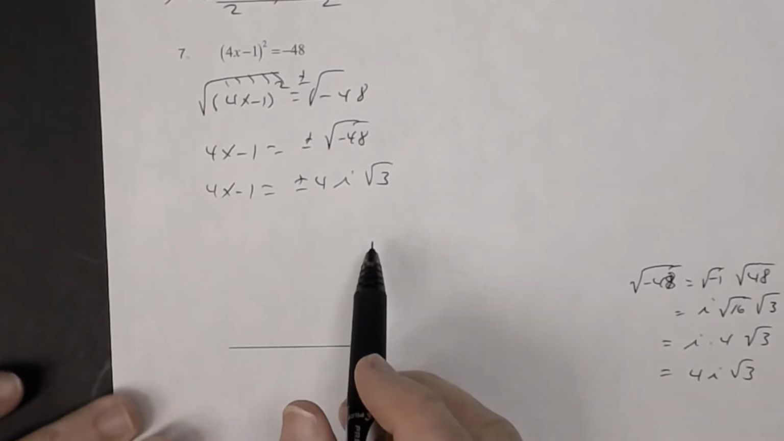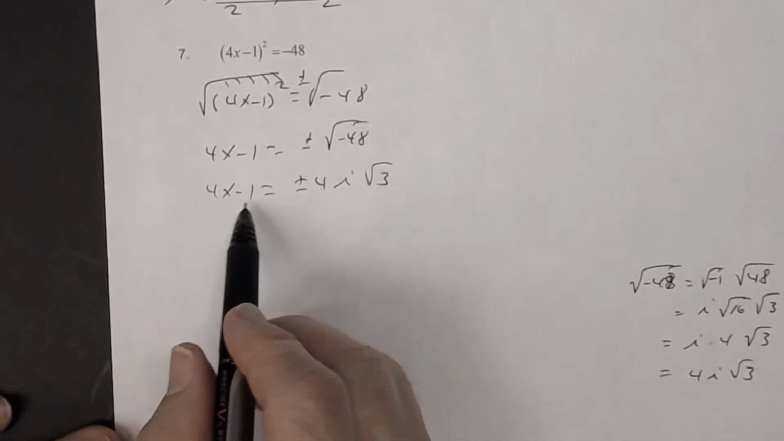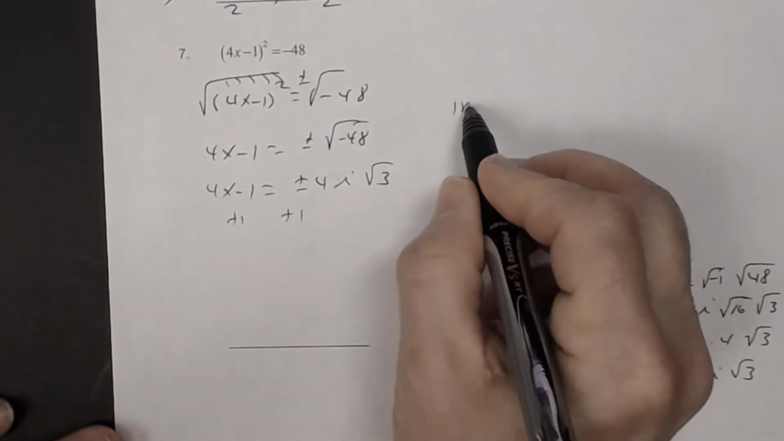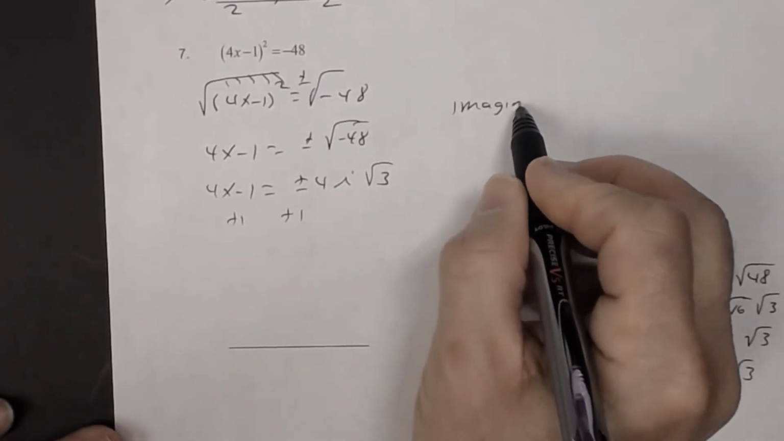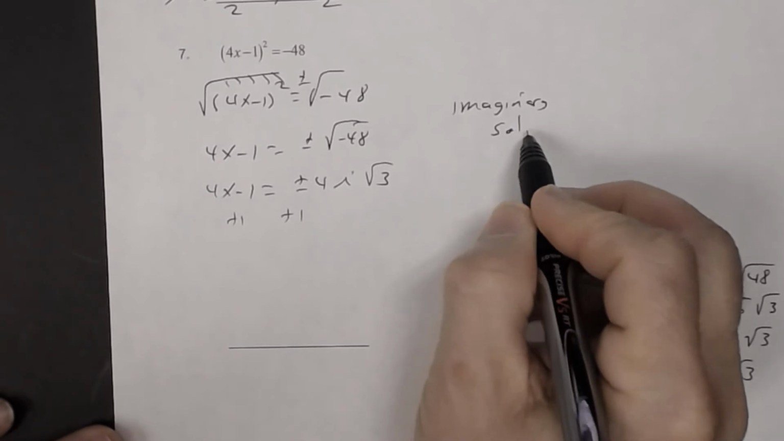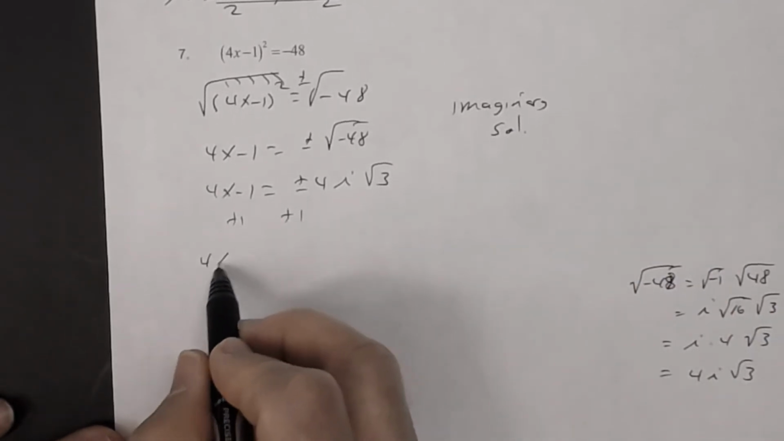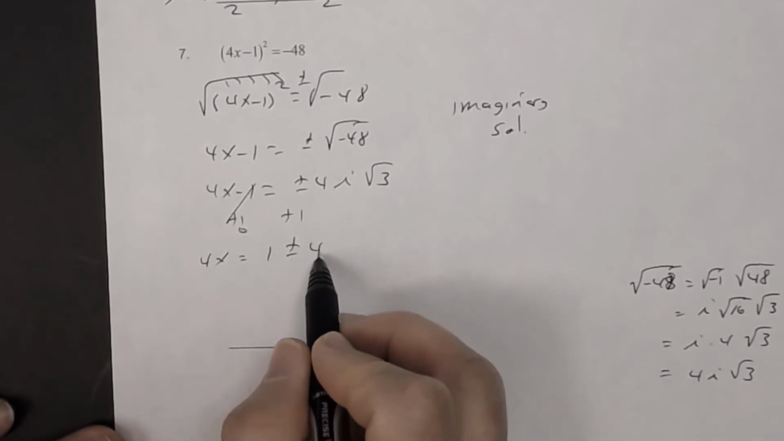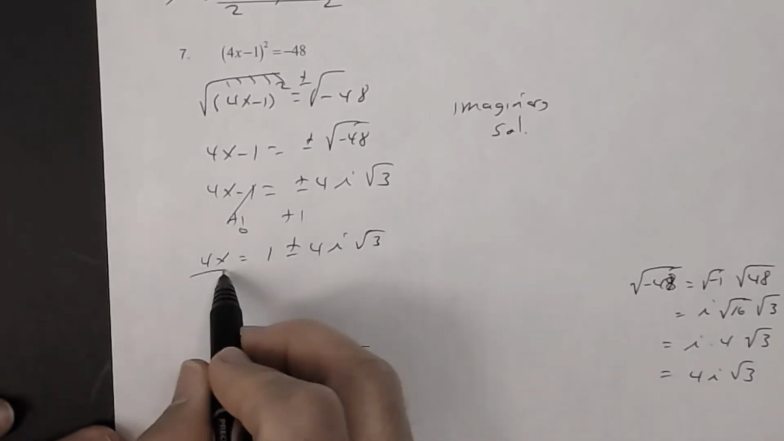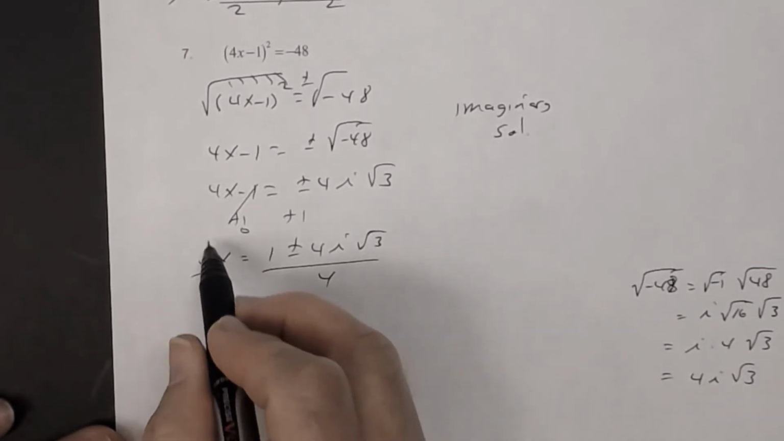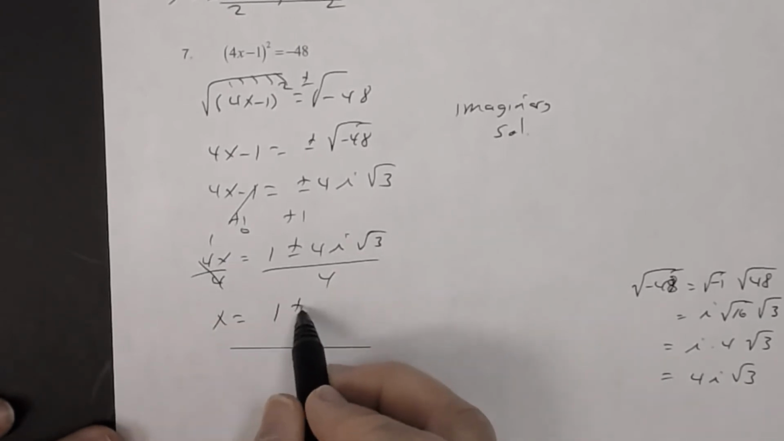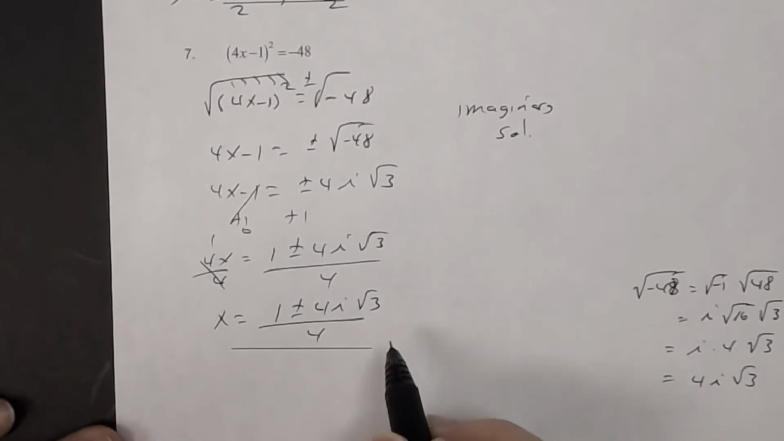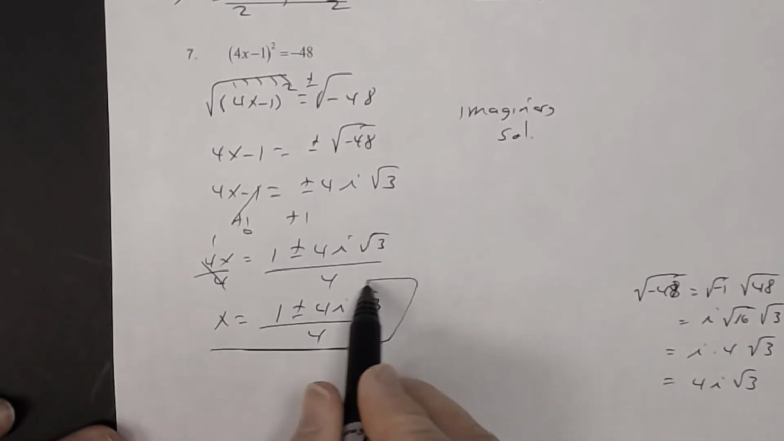Okay? And then just go ahead and write them in compact form. So I'm just going to add 1 to both sides since these are imaginary solutions. So I get 4x equal 1 plus or minus 4i square root of 3. Divide by 4. And I get x to be 1 plus or minus 4i square root of 3 divided by 4. Okay? So that's your solution if you want to.